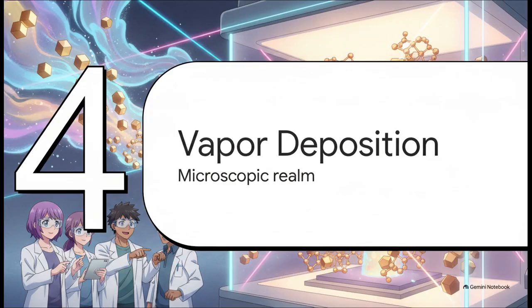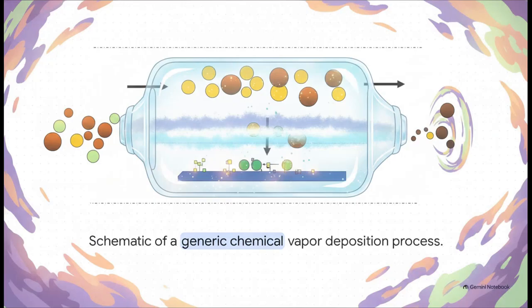All right, on to part four, chemical vapor deposition, entering the microscopic realm. Shrinking our view even further into the microscopic realm, we see how we can actually build functional metallic and oxide materials seemingly out of thin air. It's pretty wild.